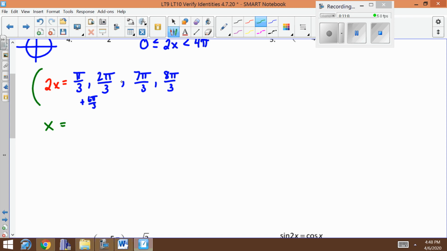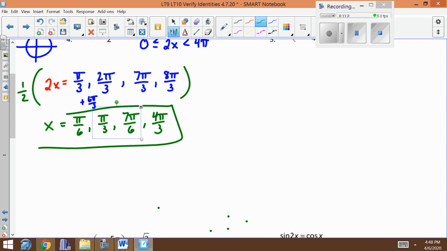same thing as multiplying everything by a half, and that gives us pi over 6. It gives us 2 pi over 6. I'm even just going to reduce that one right away to pi over 3. 7 pi over 6, and 8 pi over 6, which would reduce to 4 pi over 3. Okay, so that's a good review from problems like that.